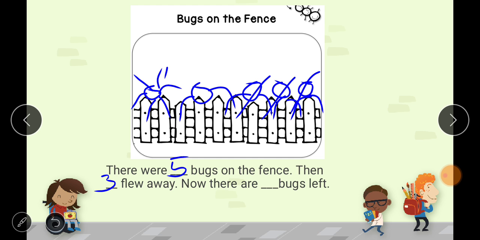So how many bugs are left? Now there are dash bugs left. How many bugs are left? How many bugs did you not cross out? 1, 2. So there are 2 bugs left. So that is what subtraction is all about. So we just solved a problem in this story. All you need to do when you read the story is to understand what you are told to do. Are you told to add or you are told to subtract?